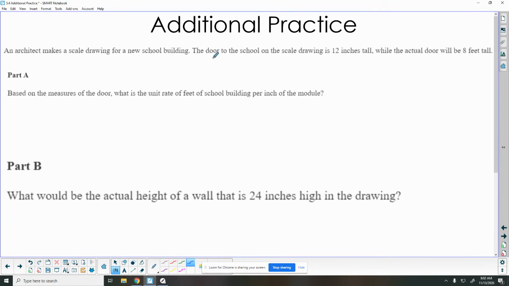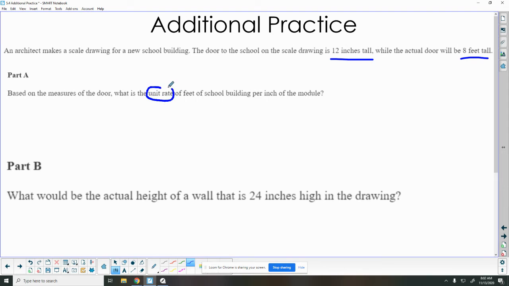Okay, so these problems are straight from your additional practice that you've been assigned in Ed today. So an architect is making a scale model for a new school building. So they're drawing the model of it. The door to the school on the scale drawing is 12 inches tall. The actual door is 8 feet tall. Based on the measures of the door, what is the unit rate?